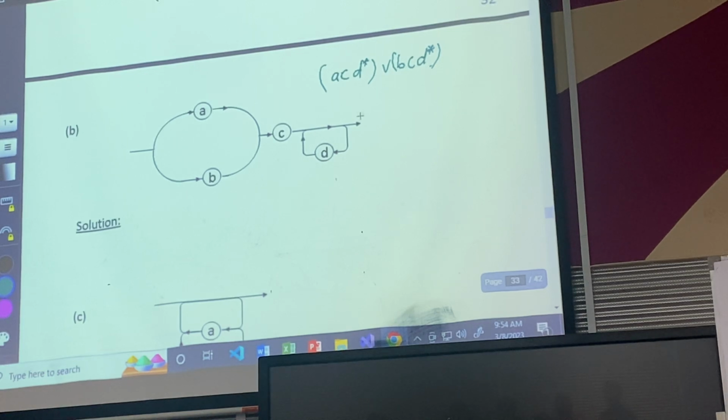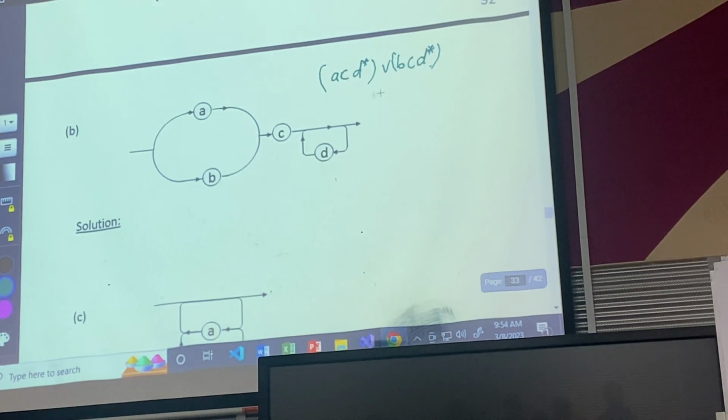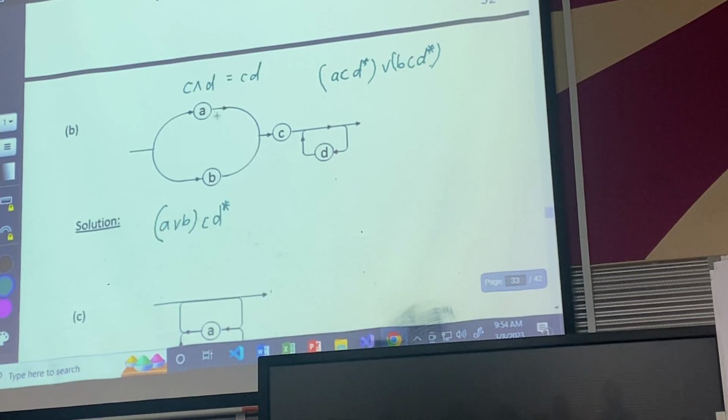What are the same here? CD asterisk are the same, right? So put the A or B together. So you have A or B in a bracket, and in this case no need to write the C, D, asterisk. When you write C, D straight, combined together, it means C and D already. In the regular expression, we do not need to write the AND. The C and D means CD already. But if it is or, then you need to write it, because A or B you need to write like this.